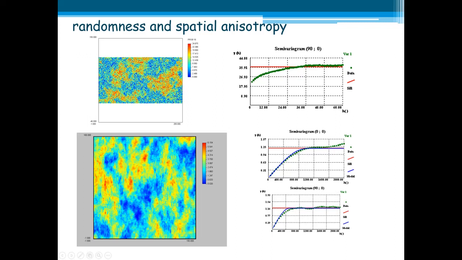Or like this picture here, we can notice that the phenomena has not the same variability in all directions. It's more continuous in this north-south, let's say north-south direction than in east-west. It means that this is an anisotropic phenomena. And this is reflected in different variograms in different directions.